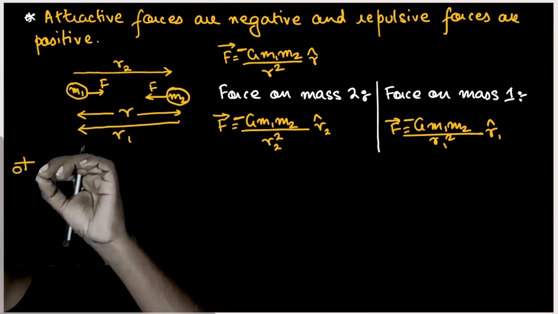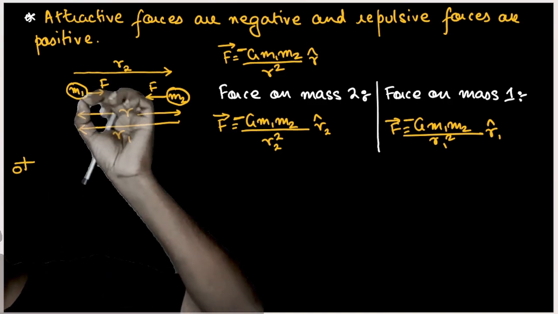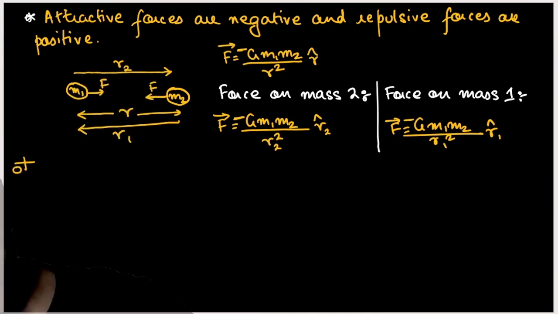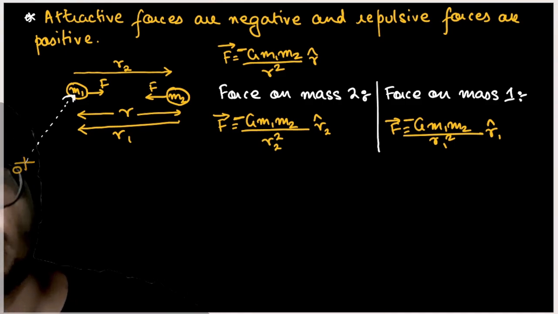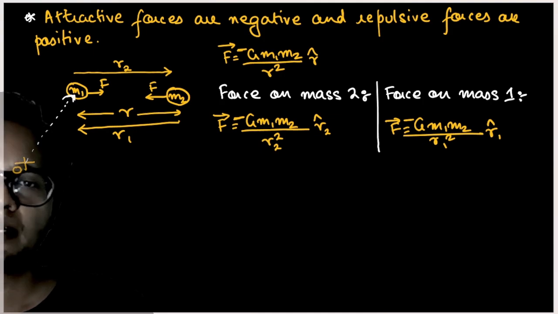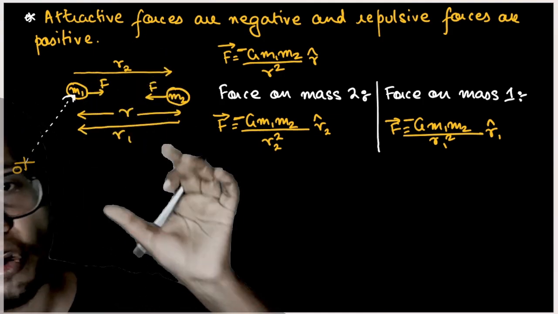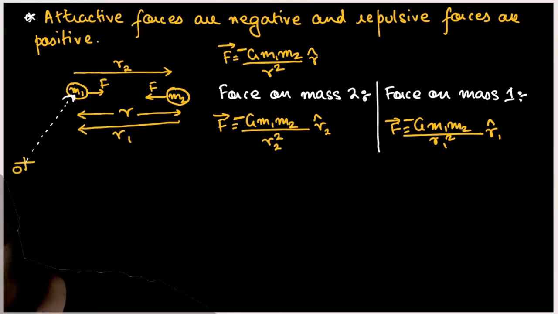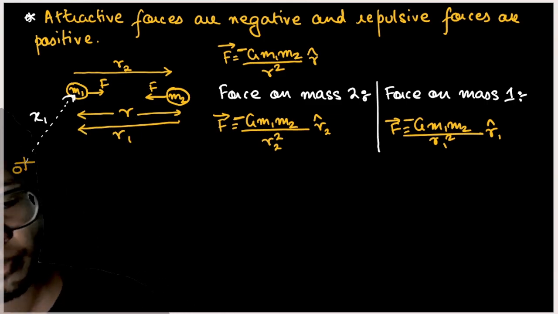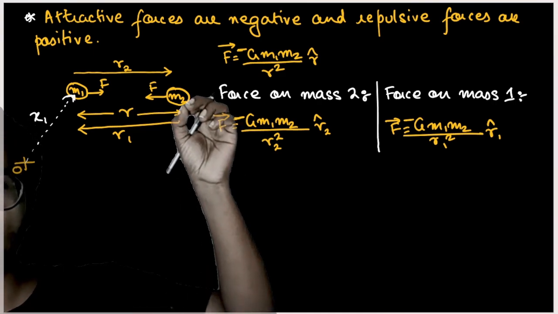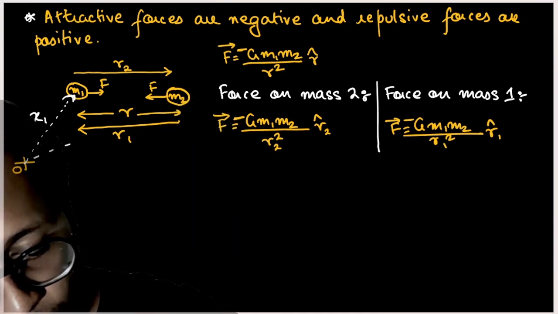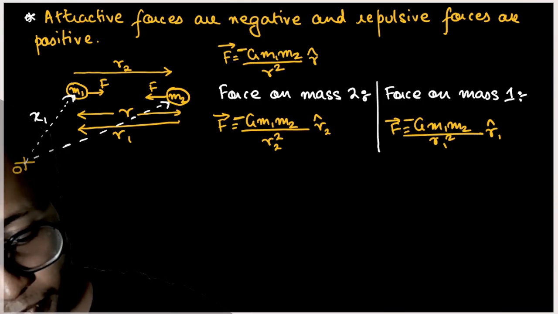See, there is a coordinate system, and in this coordinate system, this mass M1 will have a position vector. Suppose the position vector of mass M1 is, let's assign any other symbol. We usually assign R, but since I've already used R1 and R2, let's assign the position vector of M1 in this coordinate system, from the origin, as X1. Similarly, the position vector of mass 2 from the origin can be given as X2.